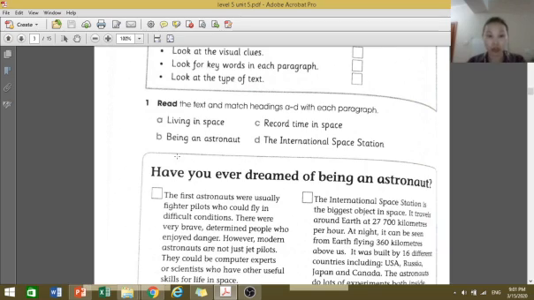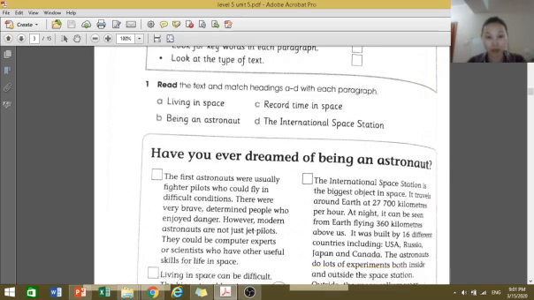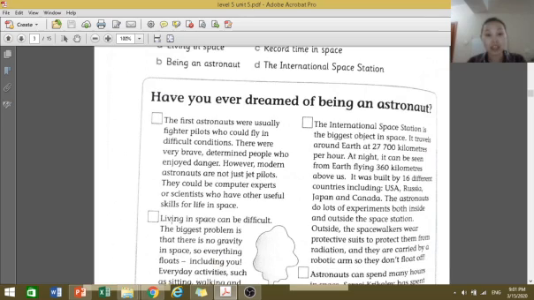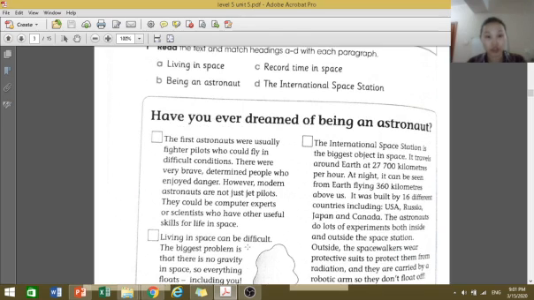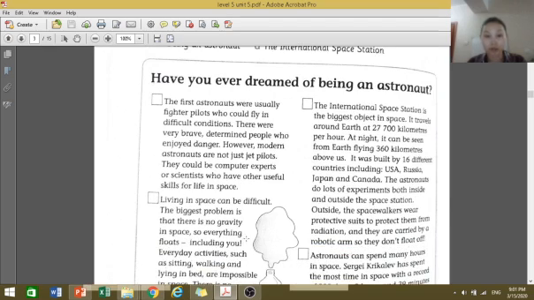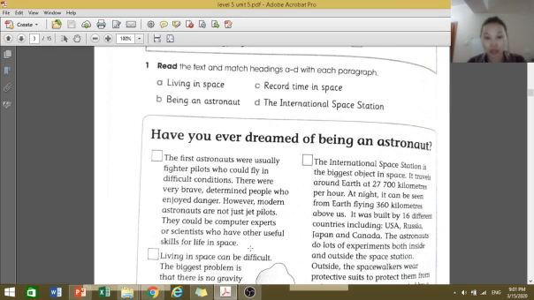So let's try this one. Living in space. The first astronauts were usually fighter pilots who could fly in difficult conditions. There's no live or space word, yeah? So moving on to the next one. Living in space can be difficult. So this obviously says that this paragraph will be all about living in space. So it's for sure that A, the living in space heading, should go to this paragraph down here. Alright, so first task was easy.